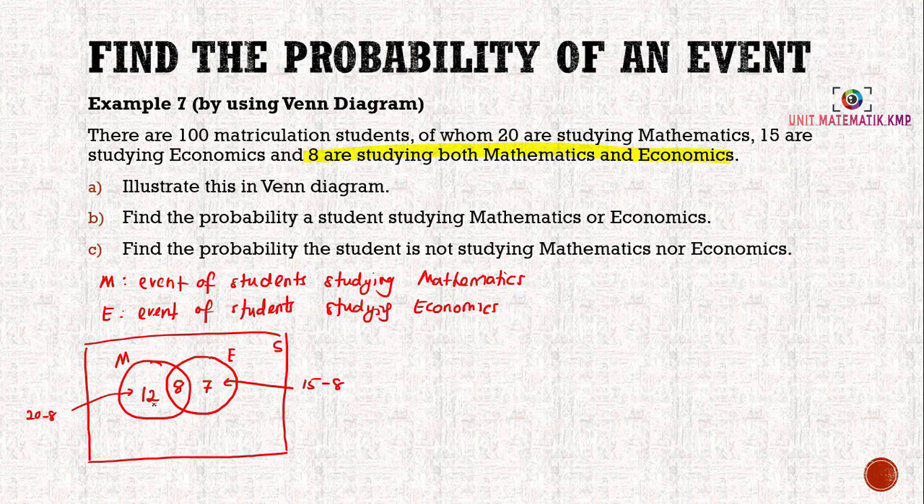Now look at the first sentence: there are 100 matriculation students. Other than the 12, 8 and 7, outside there are students who do not study mathematics or economics. You can take 100 minus 12 minus 8 minus 7, and then you will get 73. So this is your Venn diagram, the first part. And then question B.